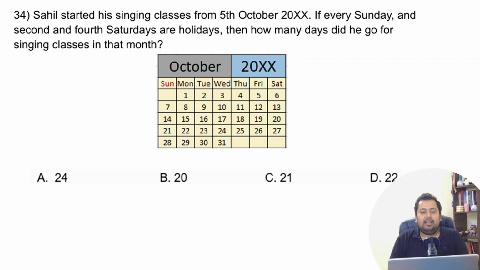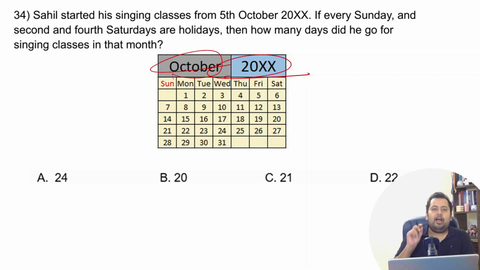Sahil started his singing classes from 5th October 20XX, and this October 20XX calendar has been given over here. If every Sunday and second and fourth Saturdays are holidays, then how many days did he go for singing classes in that month? So find out how many days are there, and every Sunday and second and fourth Saturdays are holidays. Then you have to find out how many remaining days are there, and that will be your answer.